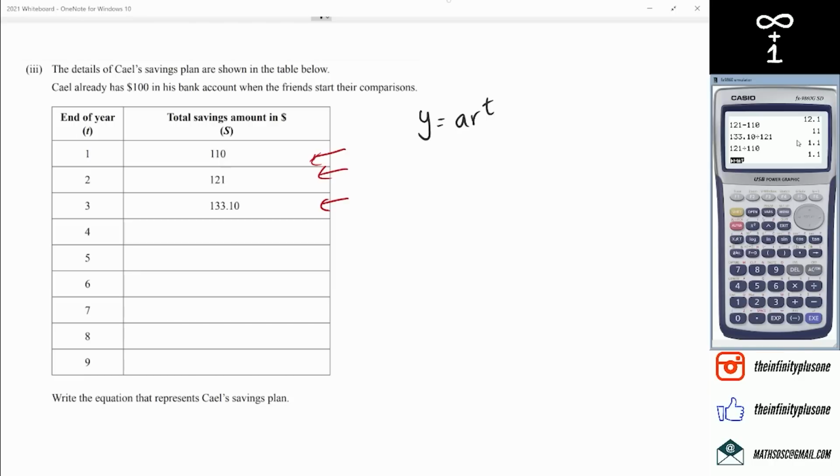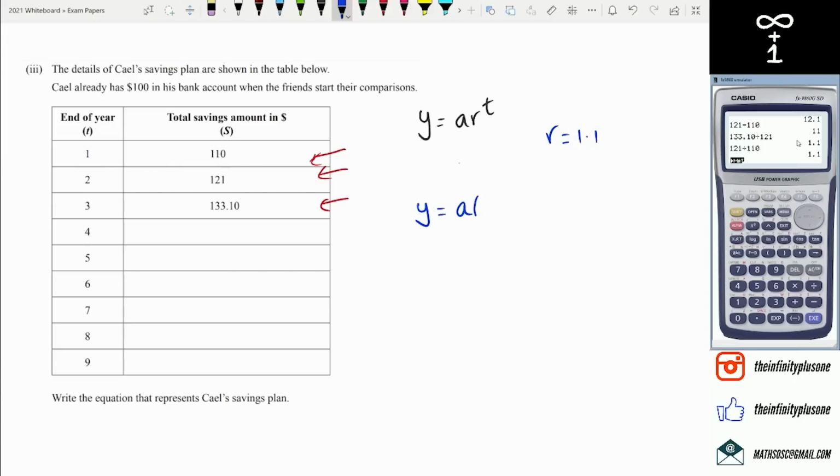So we know that R is equal to 1.1 from the calculator that I just showed you, the working out there. So we can rewrite this as y is equal to a times 1.1 to the power of t. Now the one other thing that we also know is that when t equals 1, s is equal to 110. So in fact, I'm going to work with that s and t rather than y. So let me just get rid of the y and replace it with the s here, because remember that this is x and y right there.